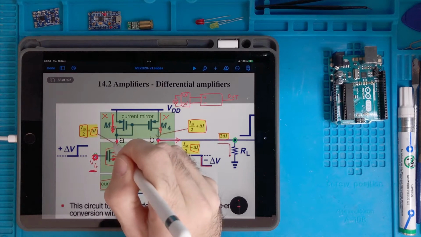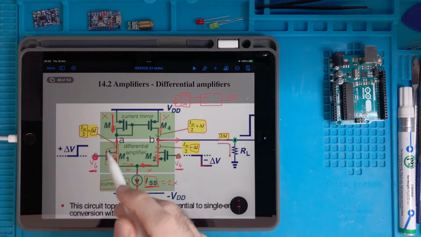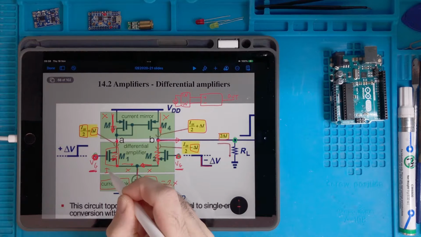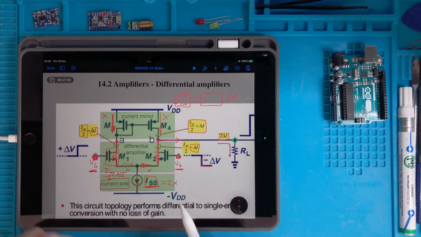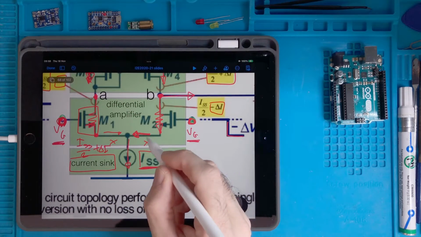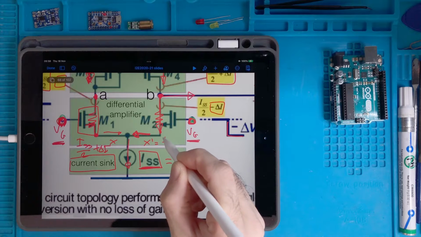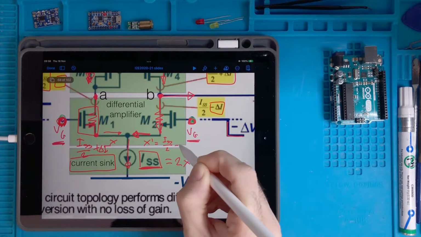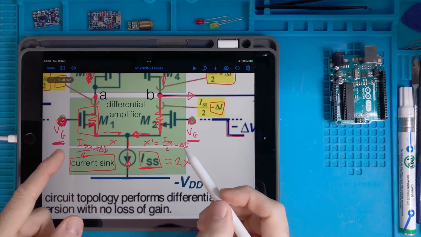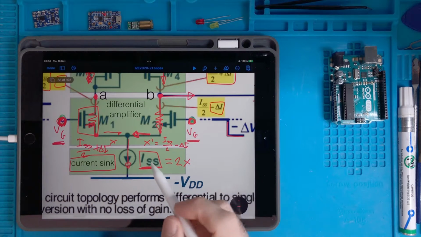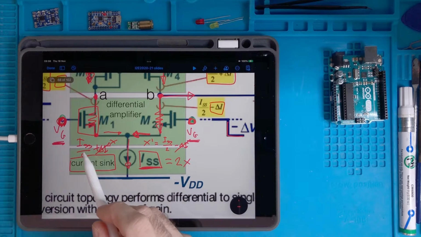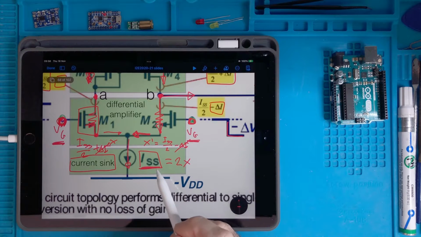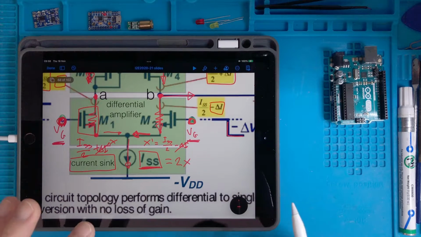Because here, now, because of this imbalance, I will have ISS divided by 2 plus delta I. Here I will have ISS divided by 2 minus delta I, and the summation of the two makes exactly ISS. So this is cancelled with this, and ISS half plus ISS half makes ISS. So this equation is satisfied.